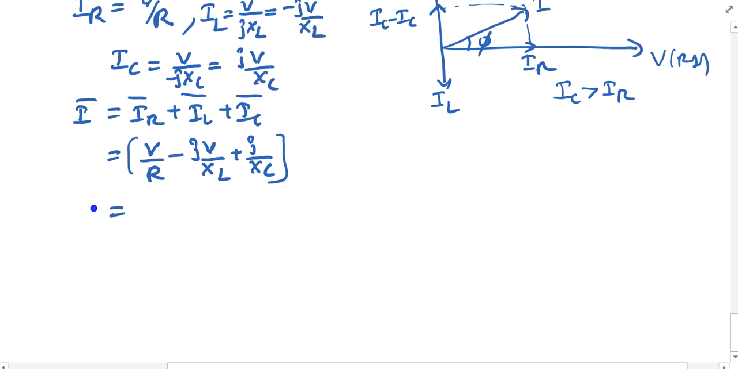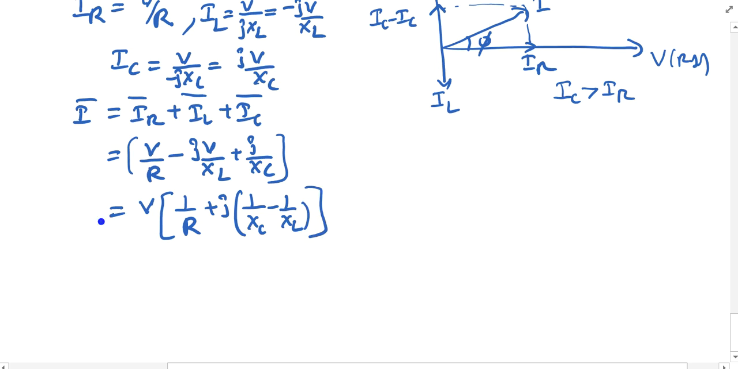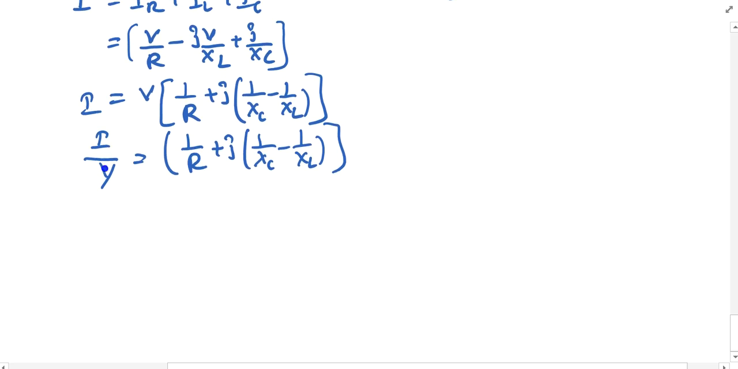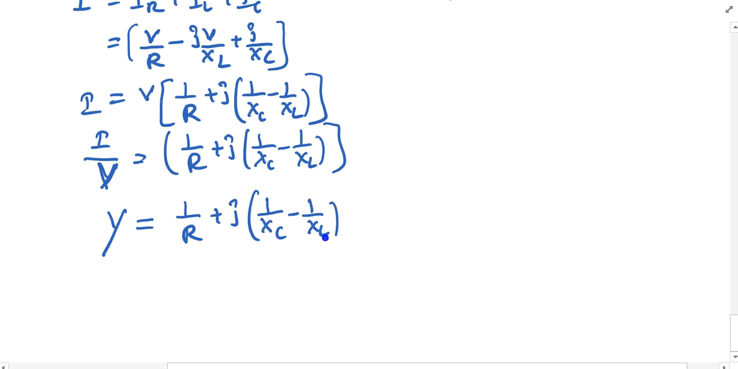If you take this one, then you get 1 by R plus J into 1 by XC minus 1 by XL, and this is I. So I by V you can take, then simply you are getting 1 by R plus J into 1 by XC minus 1 by XL. I by V is nothing but Y, admittance, which is 1 by R plus J into 1 by XC minus 1 by XL. So these are the different ways you can represent it.